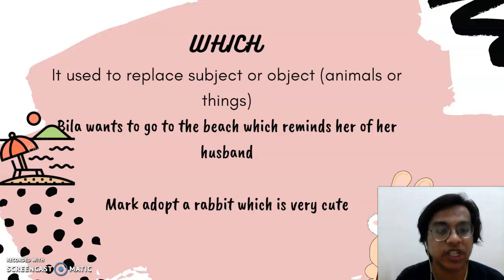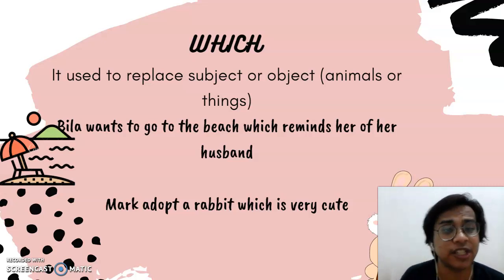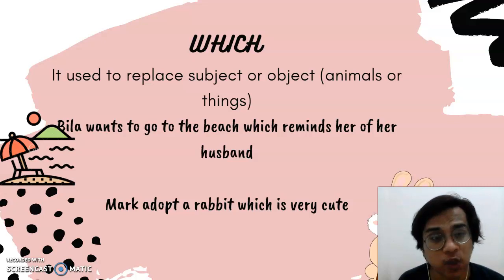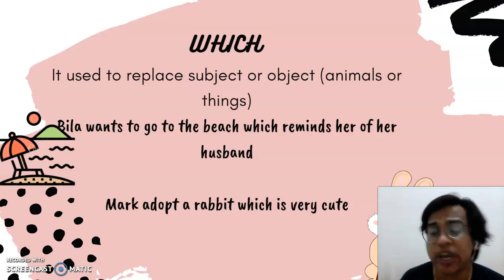The next one is which. Which is a relative pronoun to replace subject and object, and we use which when we want to talk about animals or things. We cannot use which when we want to talk about a person. There are two examples. The first one is, Bila wants to go to the beach, which reminds her of her husband. So, which here refers to the beach, and which explains about the beach.